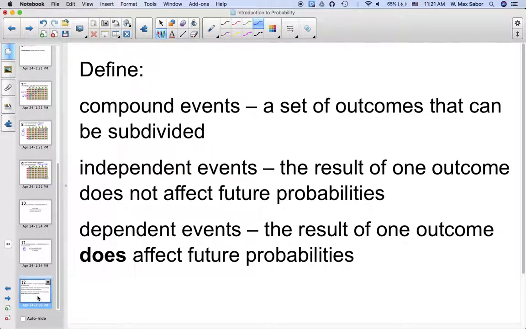Lastly, compound events are when the set of outcomes can be subdivided. And we split those into independent events and dependent events. Independent, meaning that it doesn't depend. So one outcome doesn't affect future probabilities. Dependent events is when the result of one outcome does affect future probabilities. So that's how we split up probability.